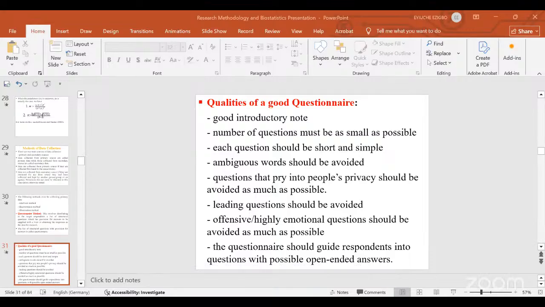So when we have done all of this, if we follow all of this, we will be able to come up with a questionnaire that will be able to give us exactly what we need for our research. Now at this point, I have not forgotten. Ask your question.